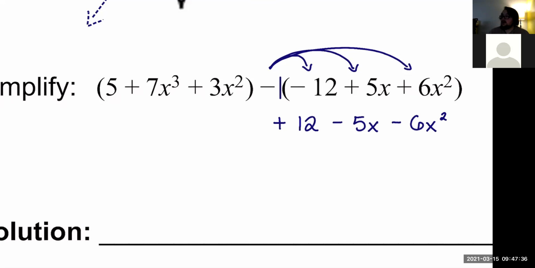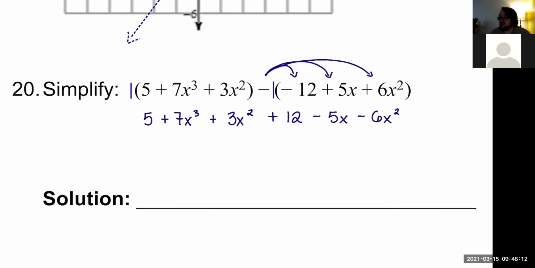Now, if you're wanting something similar for the first one, you can technically imagine that there is a +1 there. But does multiplying by 1 change anything? No. So really, for our purposes, I could just bring them down as is. So 5 plus 7x to the third plus 3x to the second. And from there, all that's left is to combine like terms.